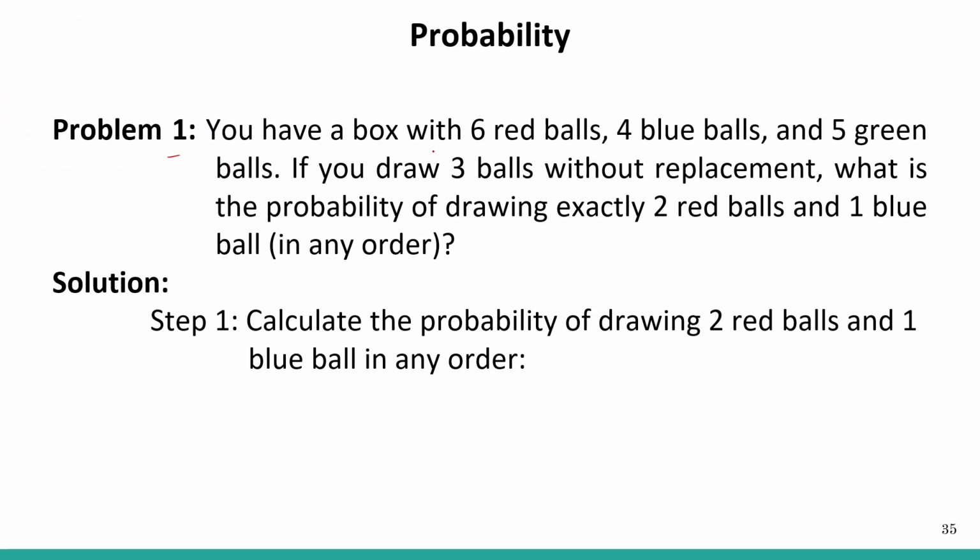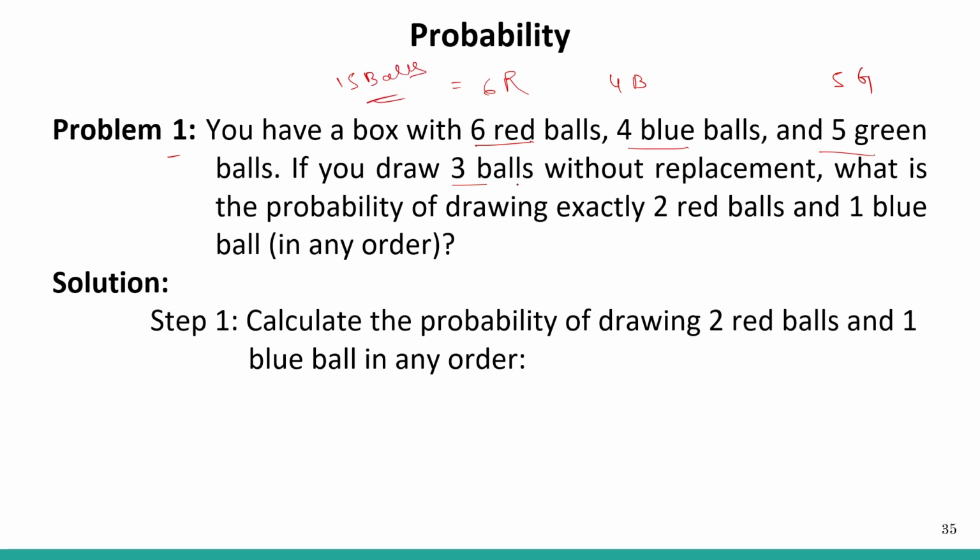You have a box with 6 red balls, 4 blue balls, 5 green balls. So what you have right now is 6 red balls, 4 blue and 5 green, right? So this is what you are given. If you draw 3 balls without replacement, how many balls are there in the box? 4 plus 6 plus 5, so it will be equal to 15. So total 15 balls, right?